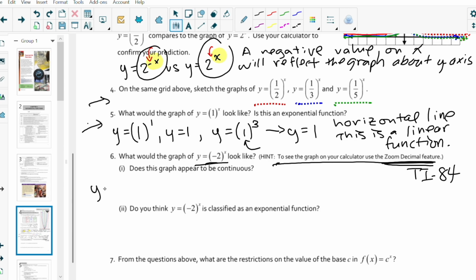Okay, let's just do a couple of evaluations here. If I do negative 2 to the 0, well, that's y equals 1. Okay, if I have x equal to 1/2, well, we know that's a square root, so what happens? That's y equals negative 2 to the 1/2. Well, that's y equals square root of negative 2. This is non-real.